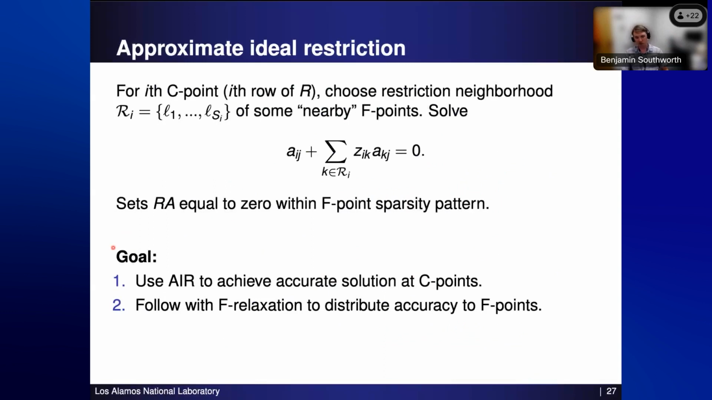Right, and so the goal, there's two pieces. We use AIR, which is approximate ideal restriction, coarse grid correction, to achieve an accurate solution at C points. And so the idea here is we get a good approximation to R ideal, we get really low error at C points, and then we follow this with F relaxation to distribute this accuracy to the F points in the domain. And we just iterate back and forth.